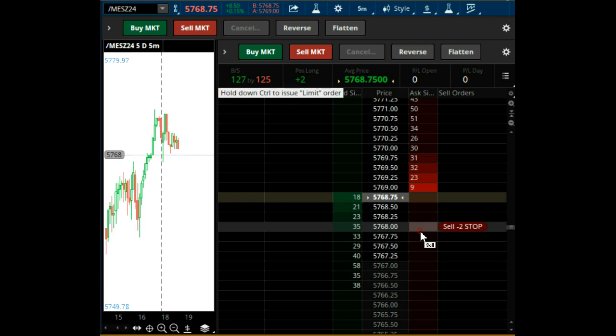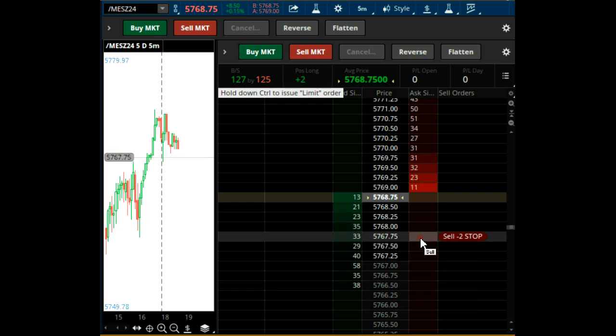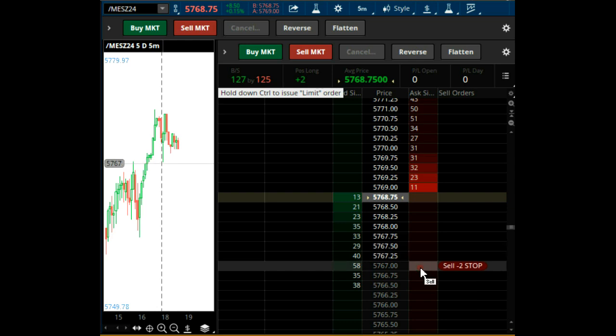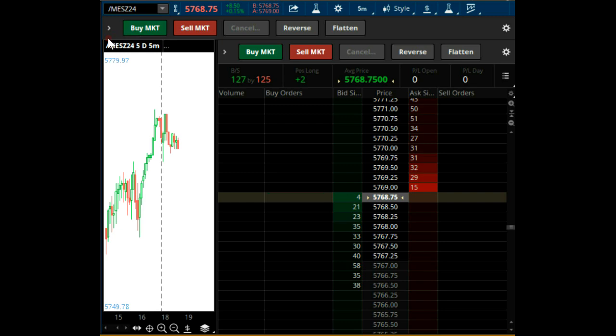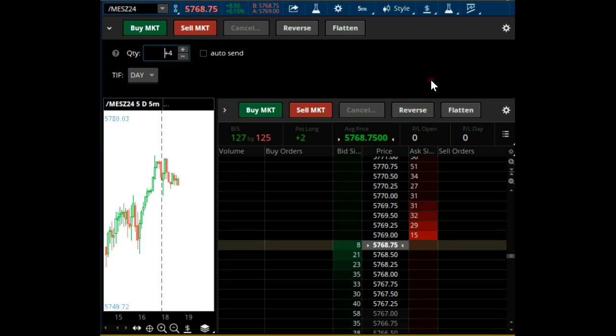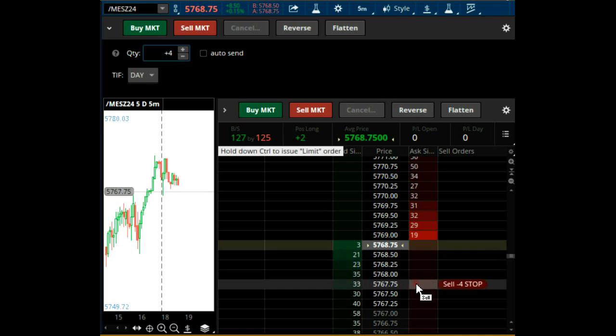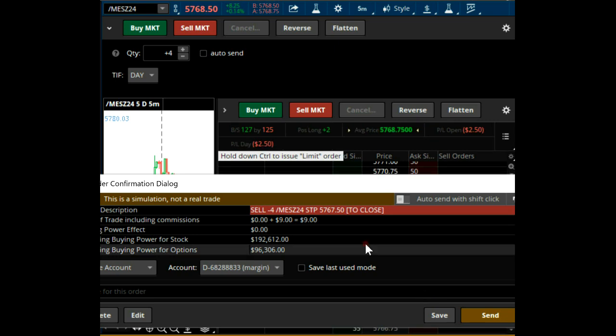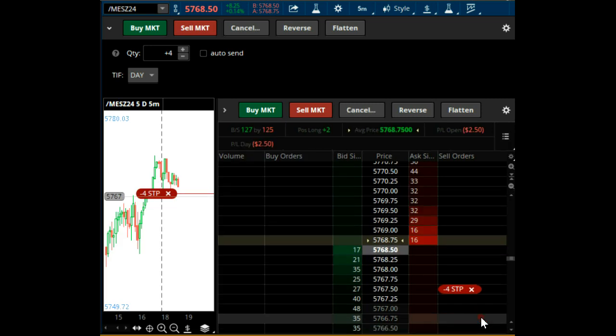Now, you need a little room here, so why don't we put a sell stop times 2 here? Well, actually, we did 2 contracts, so we need to bump that up to 4. We'll bump that up to 4, and we'll put a sell stop around 67 and 50. All right, there you go. 4. We're in. You got the trade set up now.